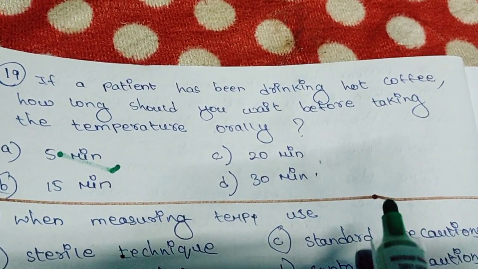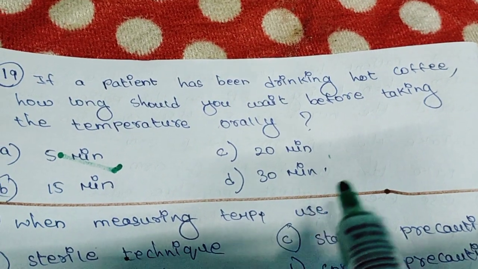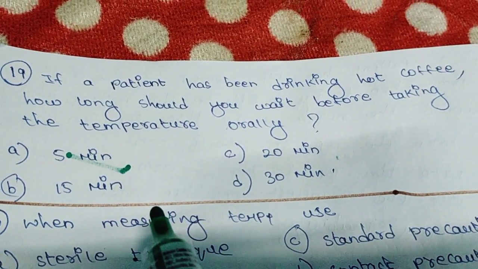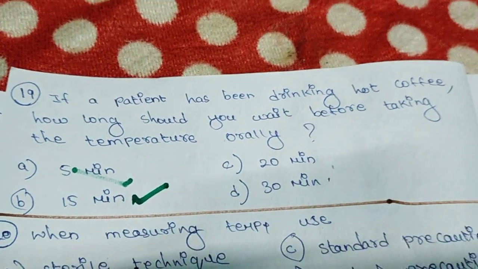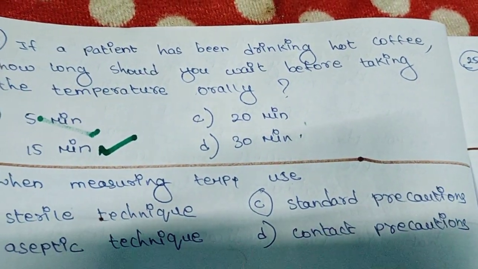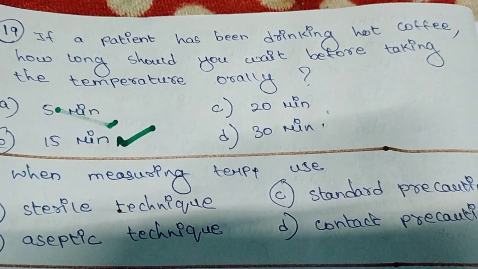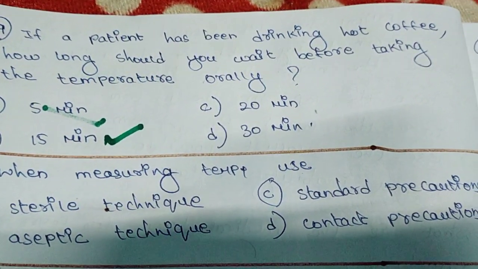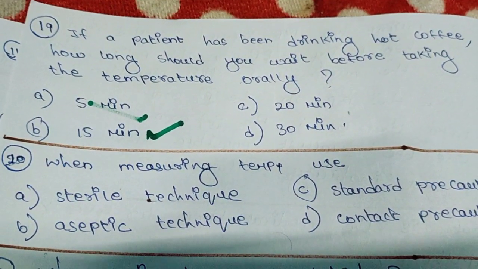Okay, so if you have to check oral temperature and the patient had hot coffee, how much time will you wait? 5 minutes, 15 minutes, 20 minutes or 30 minutes? 15 minutes is the right answer. If the patient had any hot drink, you have to wait for 15 minutes and then check the patient's body temperature. Otherwise you will get wrong readings. The temperature may be high, you will get a wrong recording.